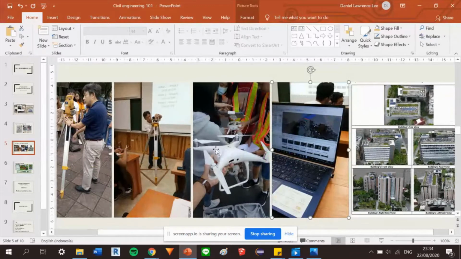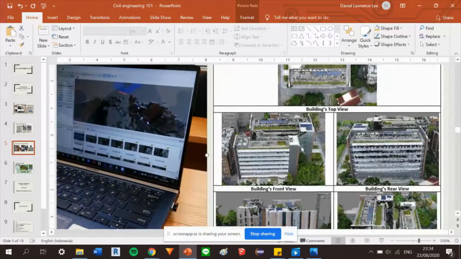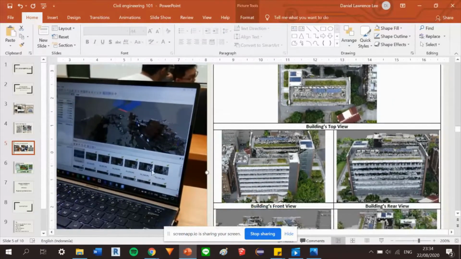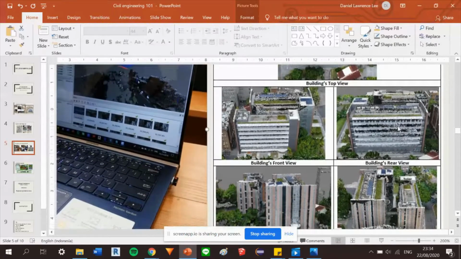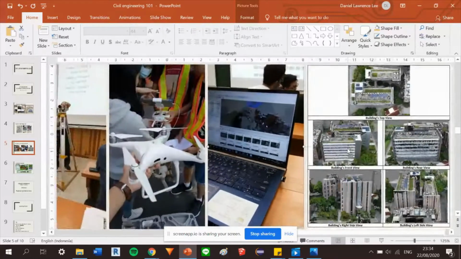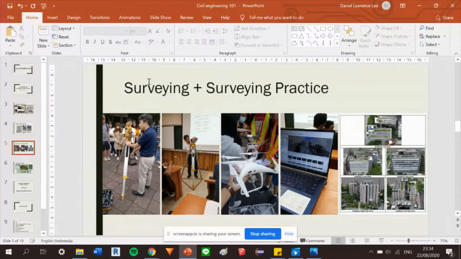So here you take pictures using the drones and you render them in an application, and here is the final form. Like this one, using the photos taken by the drone, you can actually see how the building looks, and you can find the dimensions and measure this building. And yeah, it's a lot of fun, Surveying and Surveying Practice. You study theories and then apply them.